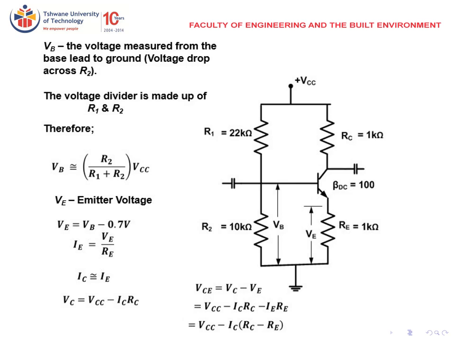Then on the voltage divider, IC is almost equal to IE. Then we say VC is equal to VCC minus ICRC. VCE will be equal to VC minus VE, or it can be equal to VCC minus ICRC minus IERE. But because IC and IE are almost equal, then we can say VCC minus IC times RC plus RE. So on the voltage divider, we ignore the value of IB. So IC would be almost equal to IE.